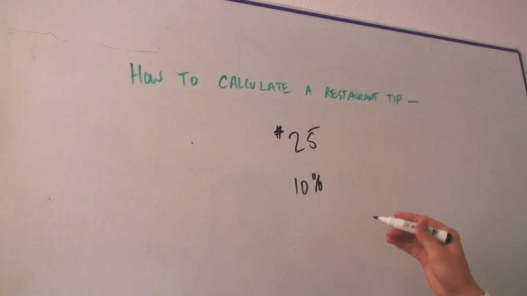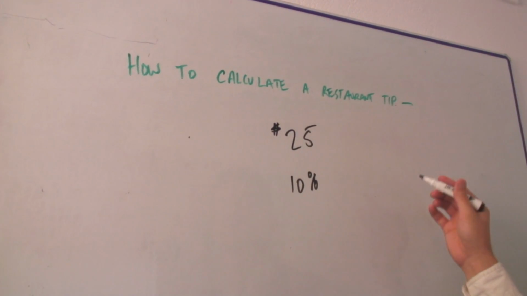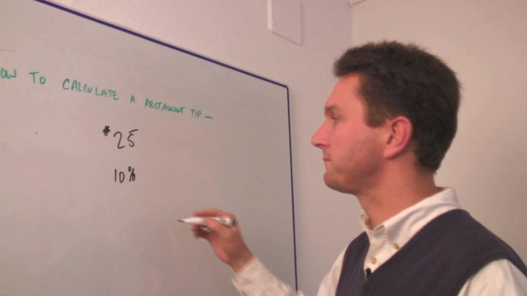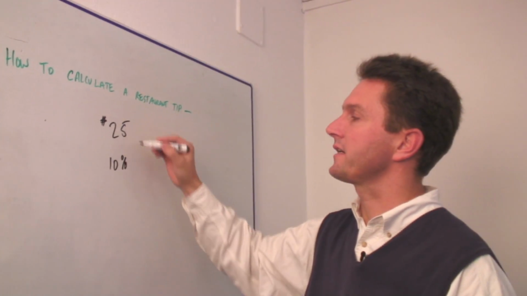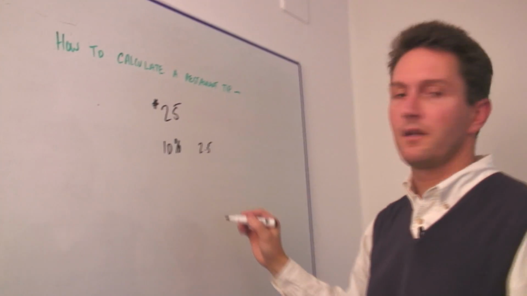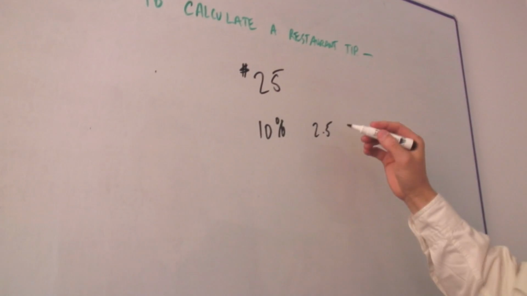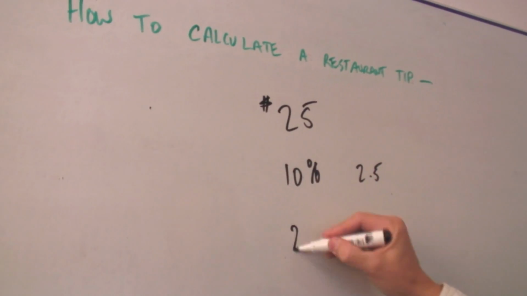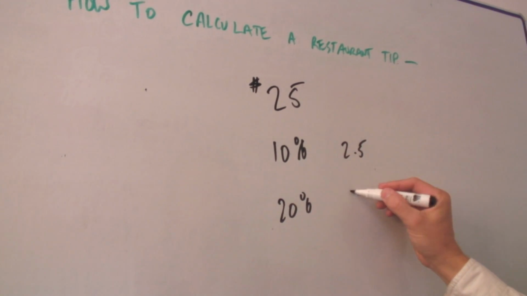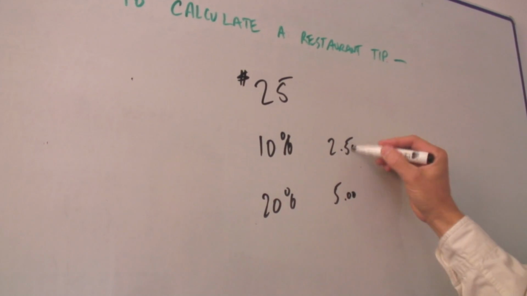In the United States, that's a little low, and normally they would recommend between 15 and 20% depending on the service. But if you start with 10%, that's the easiest. So 10% of 25 is $2.50. And if you decide that you want to do 20%, obviously that's just double, and so that would be $5.